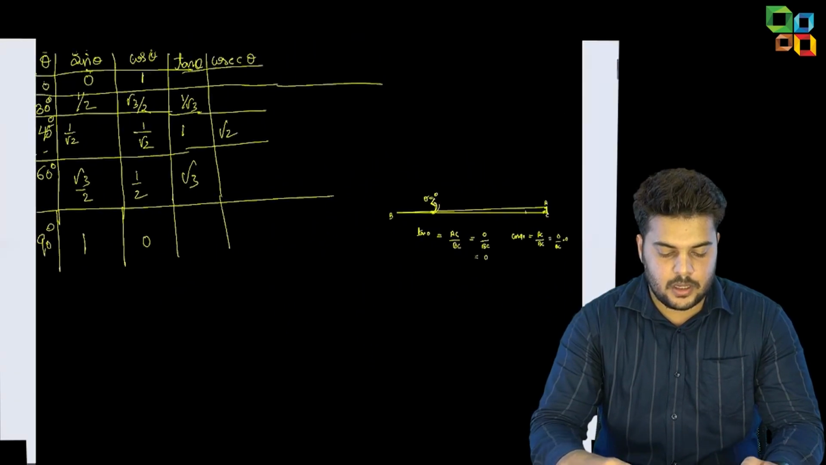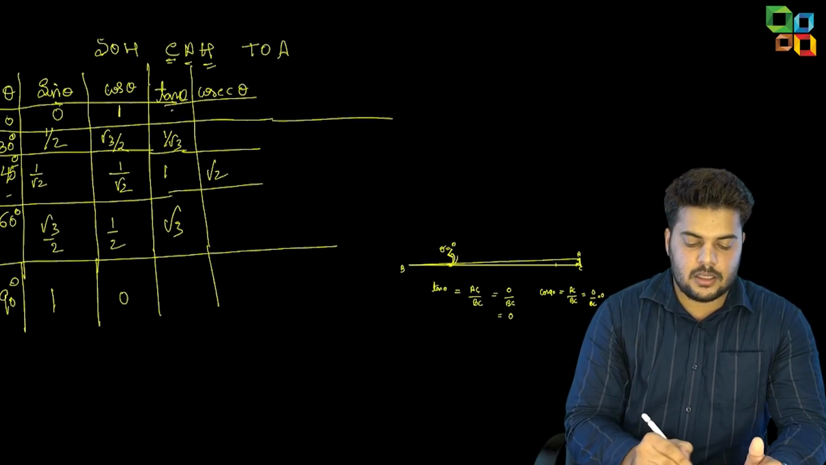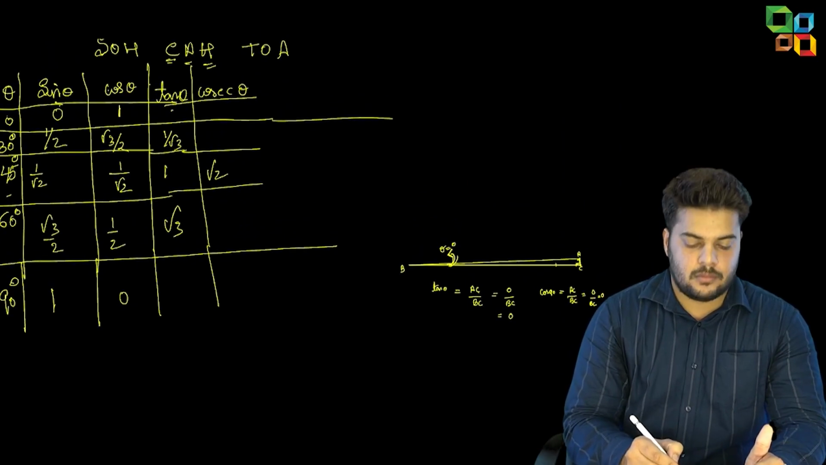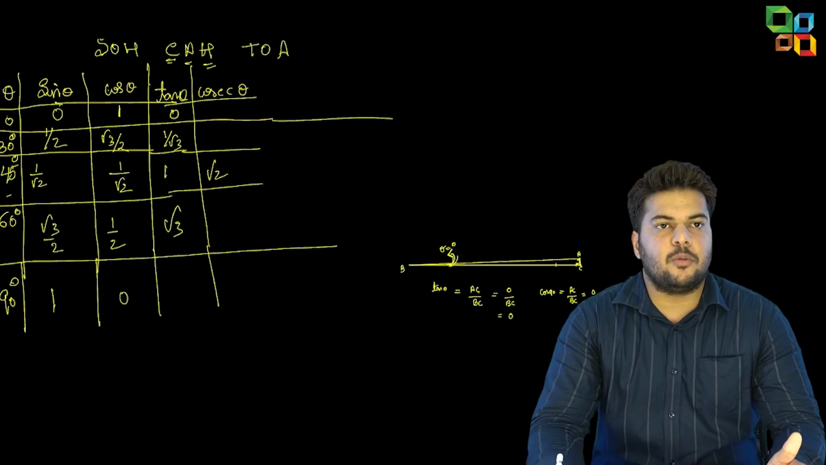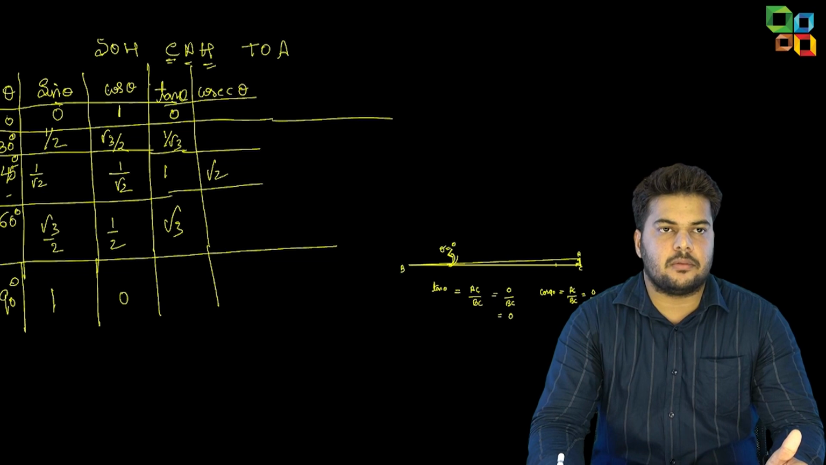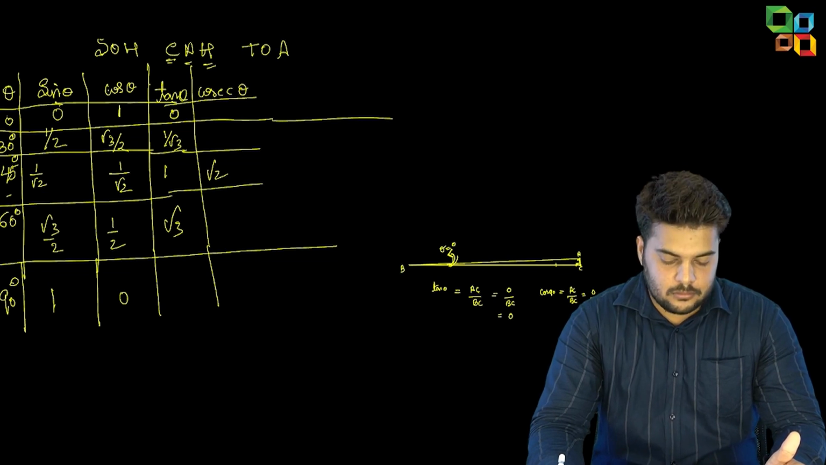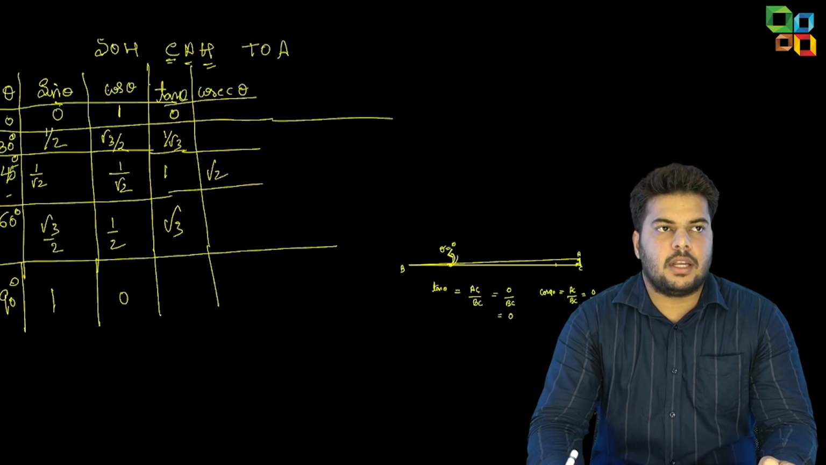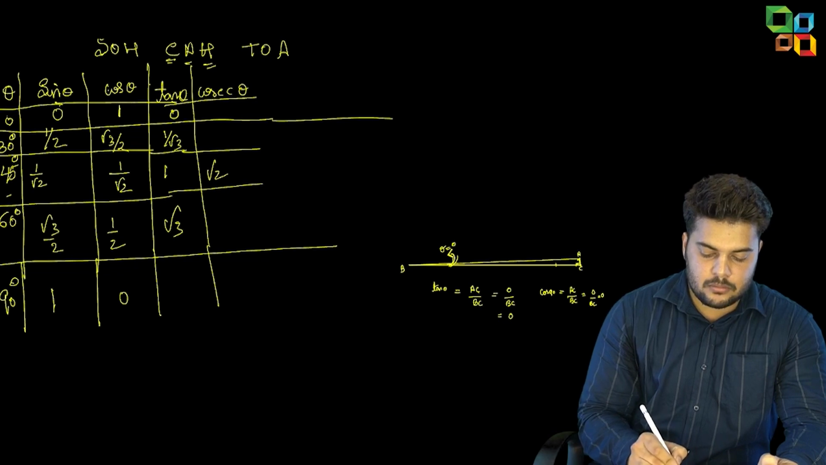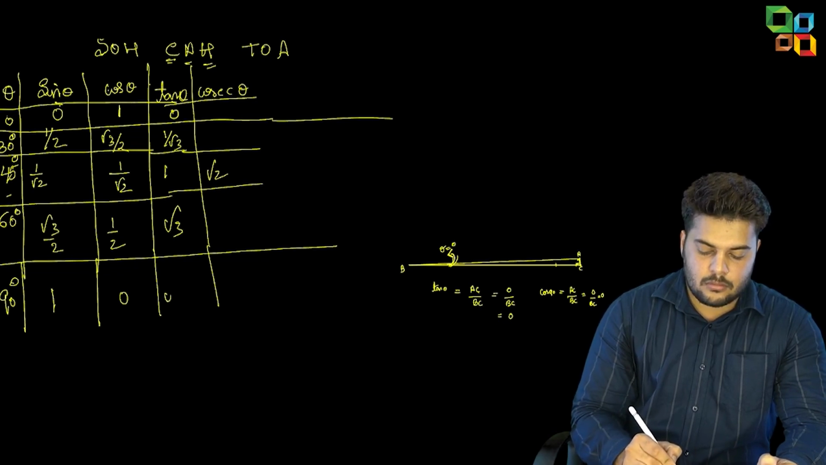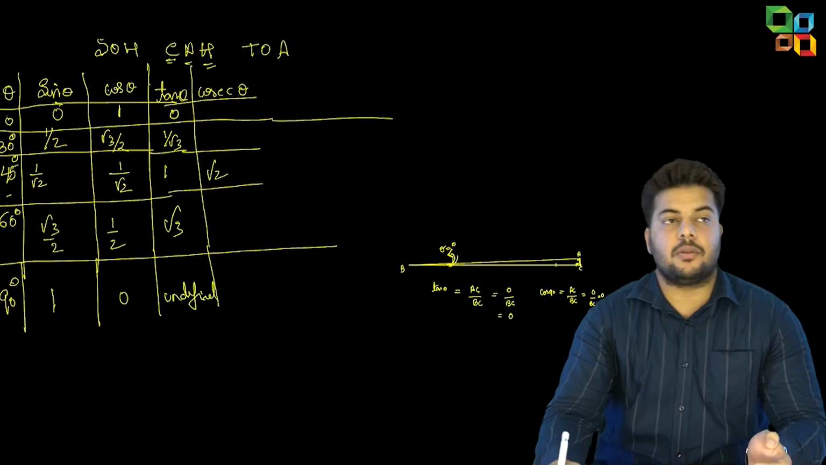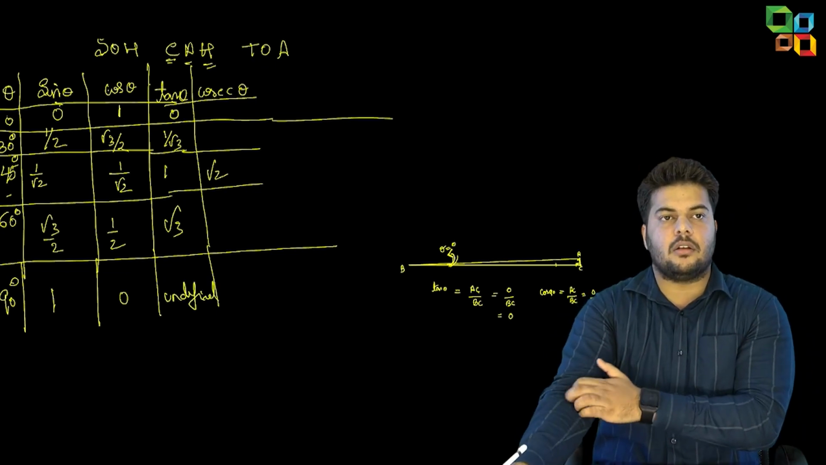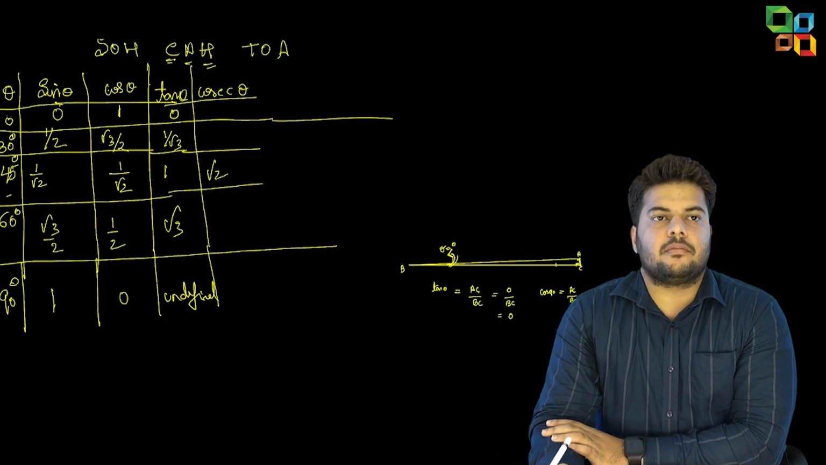You can see it over here as well. Tan theta is sine theta by cos theta, isn't it? So 0 by 1, which is 0. Okay, what is tan 90? You can see over here, 1 by 0. 1 by 0 is not a number that we can think of. Undefined. At least not a real number.